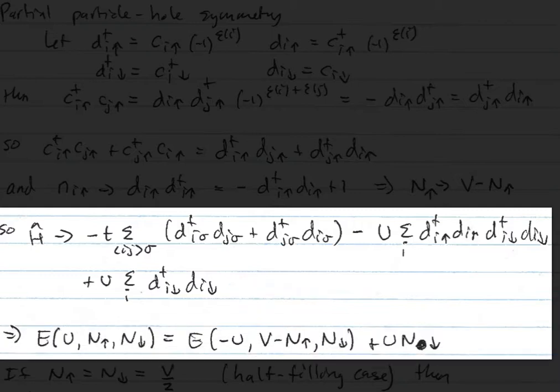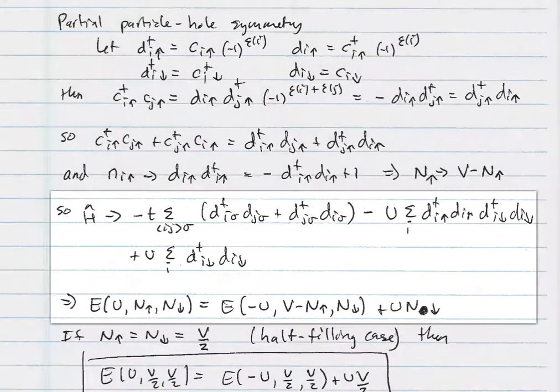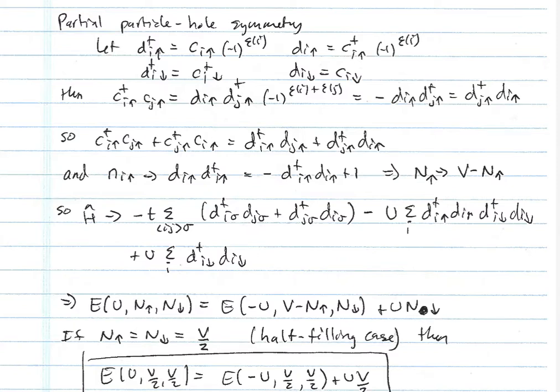So now if I look at the energy as a function of U, n up, and n down, because the total eigenvalues are unchanged, that is going to equal the energy for a minus U with V minus n up and n down, plus this shift which is given by U, n down. Okay? Again, be sure you understand that.